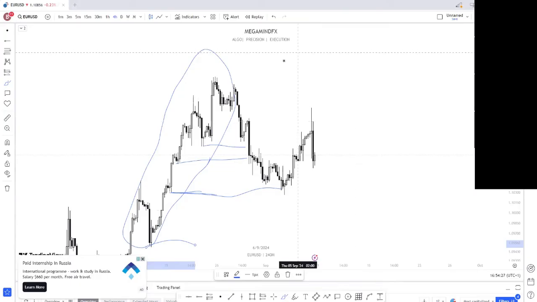Sorry, my drawing is bad. I told you guys that my mouse packed up, so bear with me because my drawing is very, very poor. Okay, so these are external liquidities, and you want price to come into them, take them, and then you have your reaction.